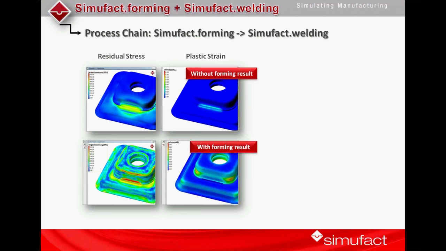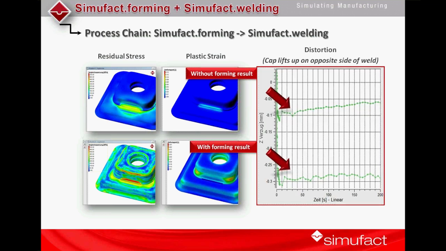So immediately you see a very big difference in residual stresses, big difference in plastic strain. And what's very interesting, if you do a weld like this, the upper cap will lift up on the other side of where you have the weld, and the difference in the amount of lift is quite significant. So if you do not take the forming result into account, it lifts up by about 0.1 millimeter. If you do take it into account, it's almost 3 times larger. It's 0.3 millimeter.